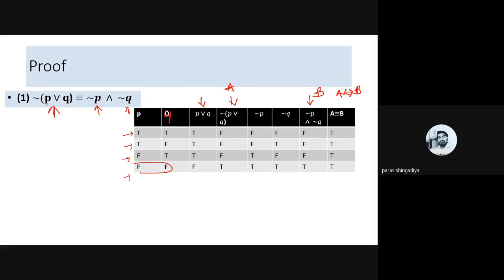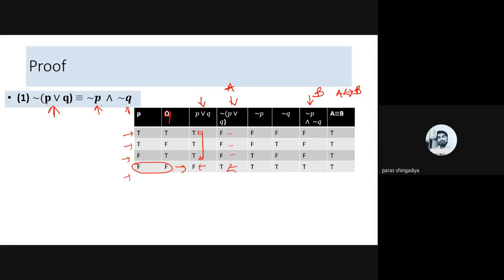If both are false, then it will be false. And in all the remaining cases, it will be T. So write down directly here: F and that is a T. And now apply the negation to this column. So negation of P or Q will be F, F, F, and here it will be T. T will become F and F will become T. That is the meaning of negation.